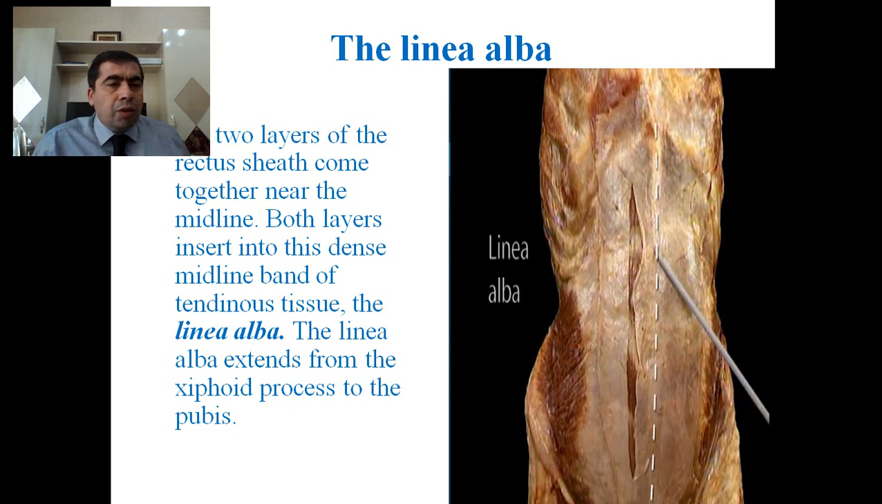The two layers of the rectus sheath come together near the midline. Both layers insert into this dense midline band of tendinous tissue, the linea alba. The linea alba extends from the xiphoid process to the pubis, to the pubic region.